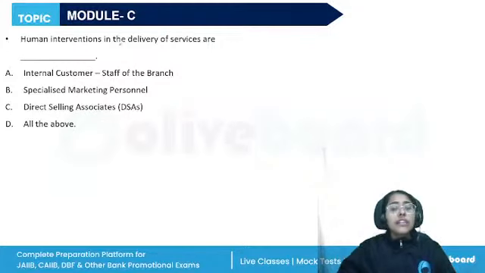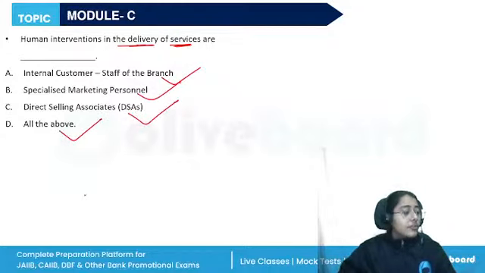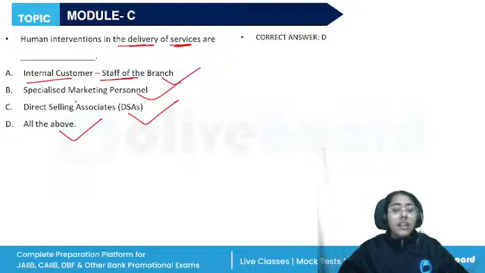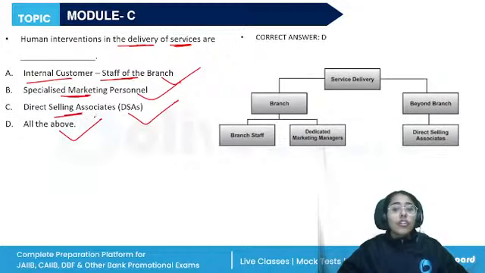All right. Next, human interventions in the delivery of services are the internal customer staff of the branch, specialized marketing personnel, direct selling associates, or all of the above. So when the banks are delivering services to the customer, services are intangible, but there is some tangibility or human intervention which is provided through all of the above. The internal customer, who is the staff of the branch, specialized marketing personnel can be appointed, direct selling associates can also be appointed, so all of the above.